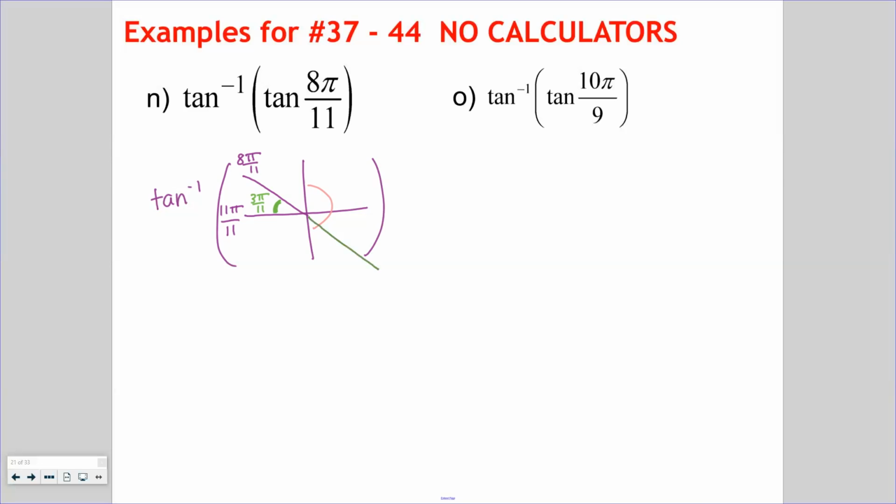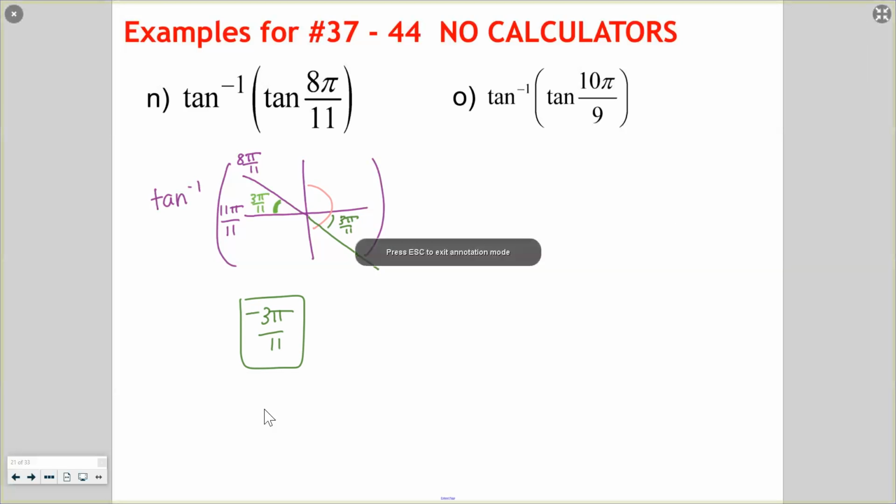Okay. So tangent's the last one, a little bit tricky. If we know that angle on the inside is 3 pi over 11, these are alternate interior angles. So this is also 3 pi over 11. So our final answer is negative 3 pi over 11 there. Okay, try O before I give you guys the final answer on that one.